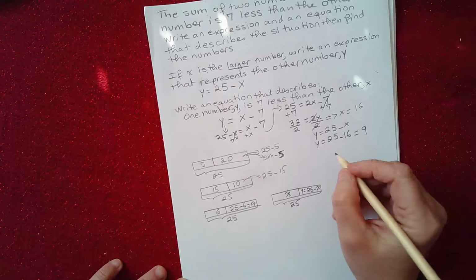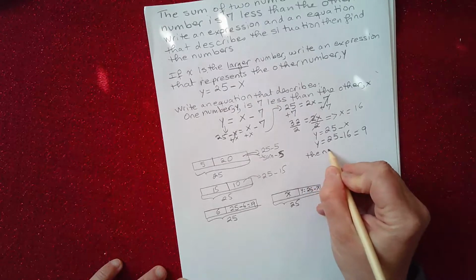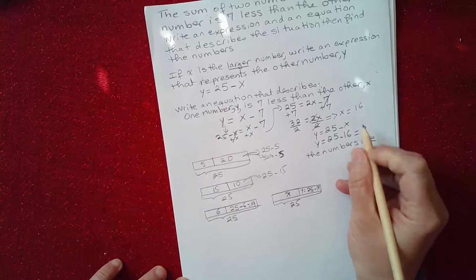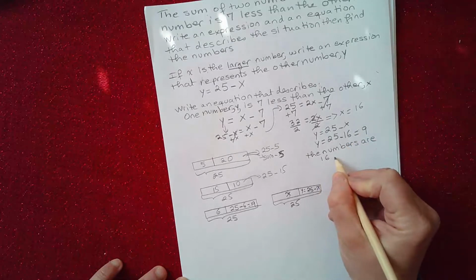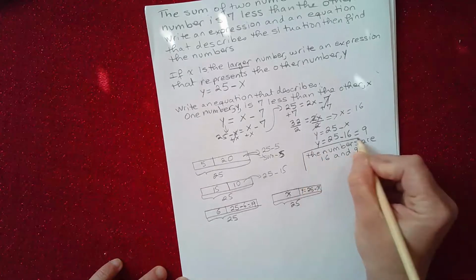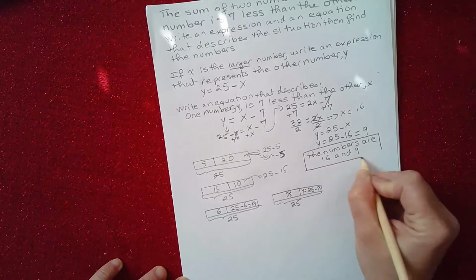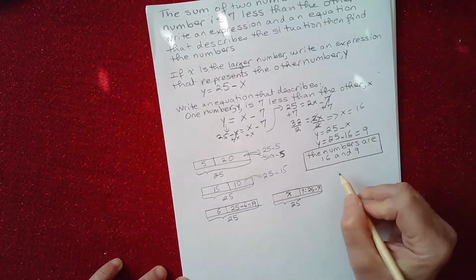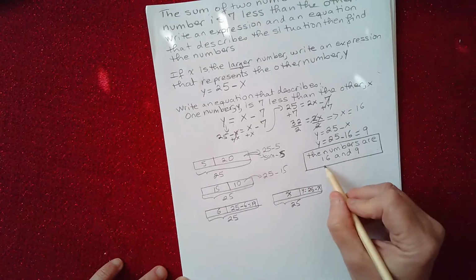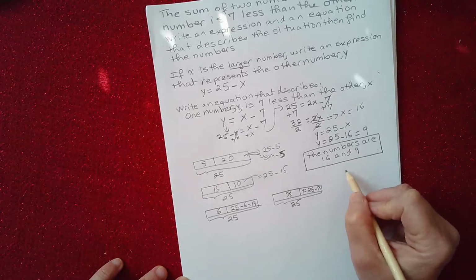So what are the numbers? The numbers are x and y. X is 16 and y is 9. You can write the answers in your problem, 16, 9 separated by a comma.